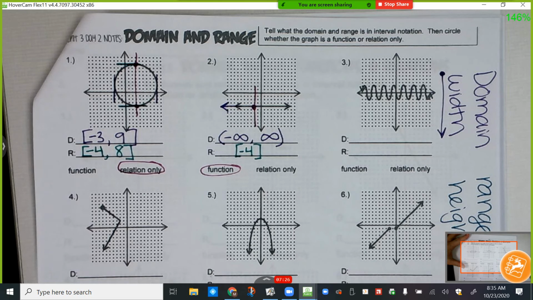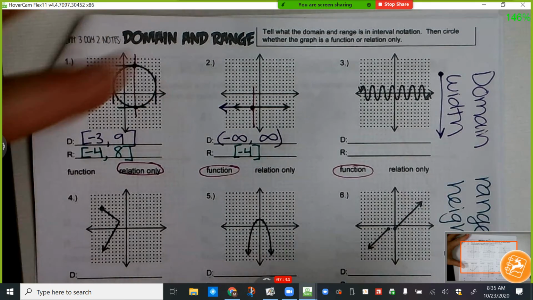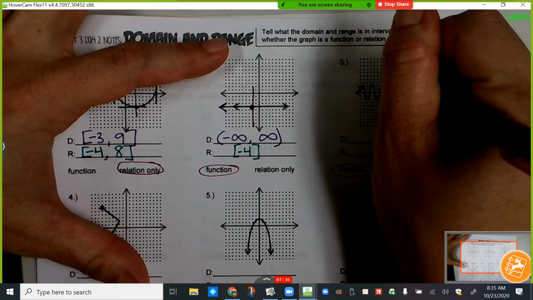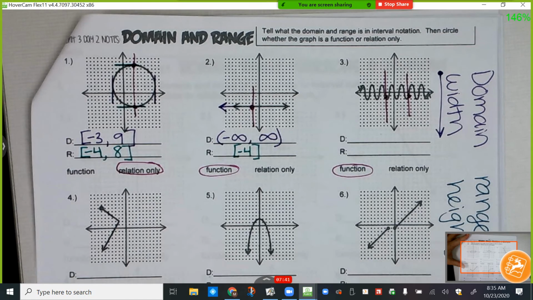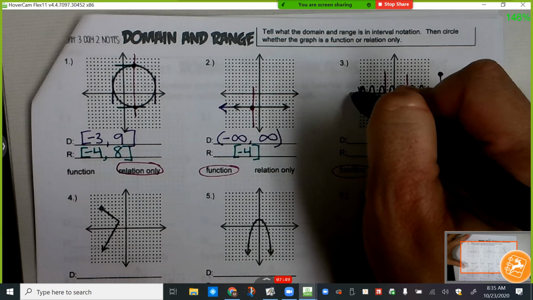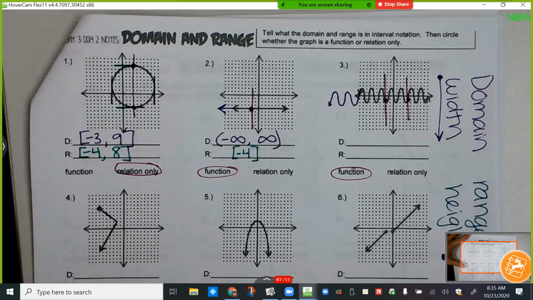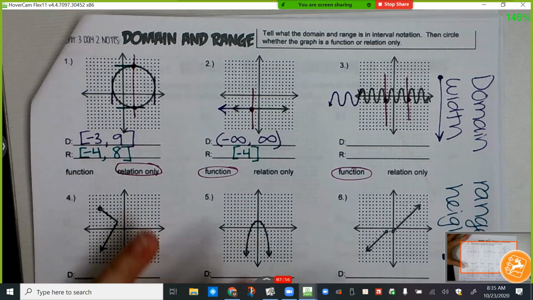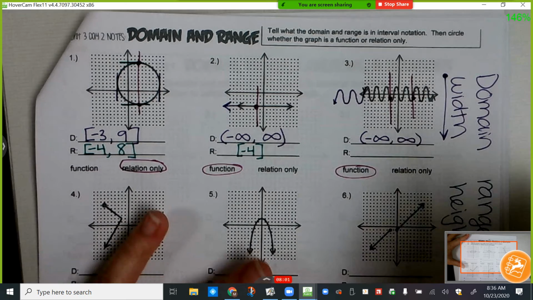Okay, so let's look at domain. Well, first off, function or relation only? It's a function. It is a function because if I draw a vertical line, doesn't matter where, it'll only ever touch once. So let's look at our domain. It has arrows, so if it keeps following that pattern, is it ever going to stop getting wider? No. So what would I use to represent that? Negative infinity to infinity, because it's going to keep going both directions forever.